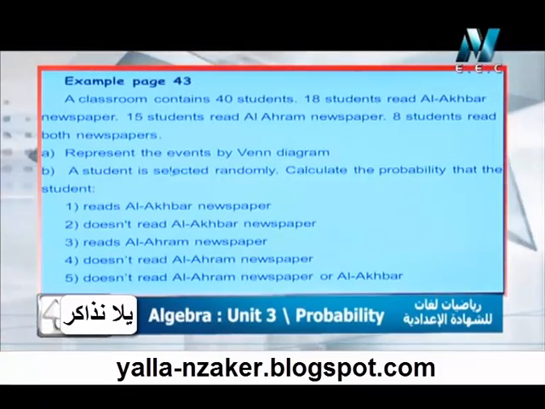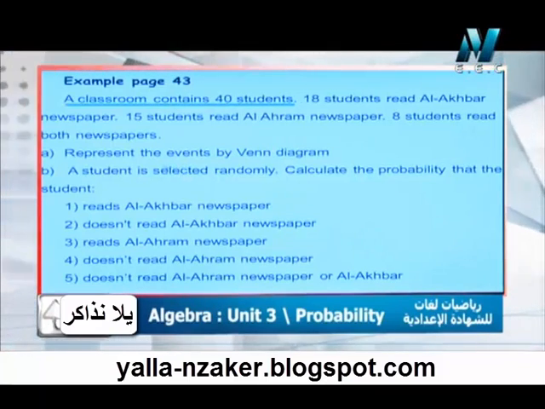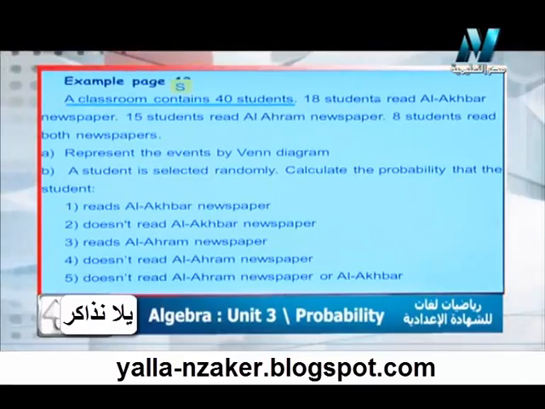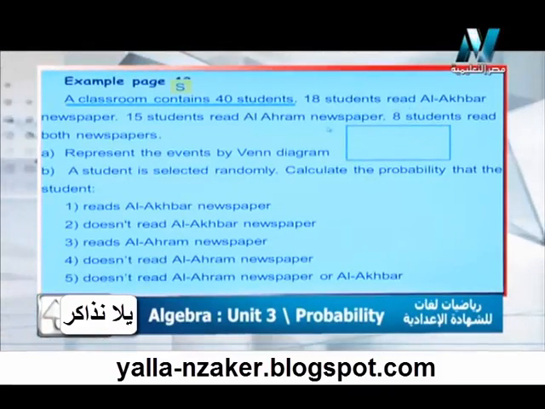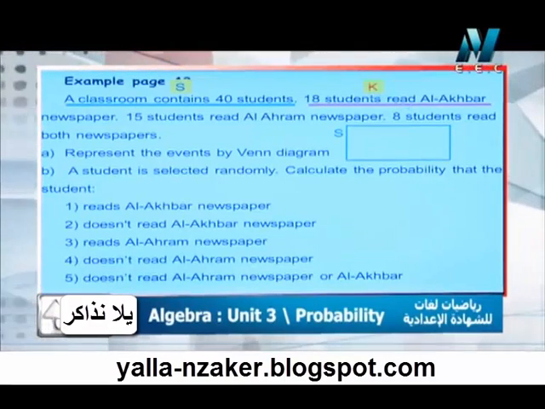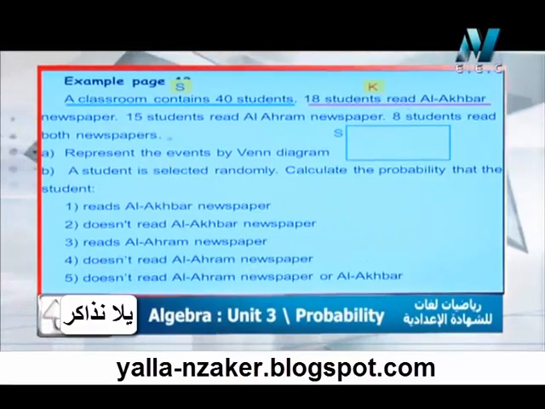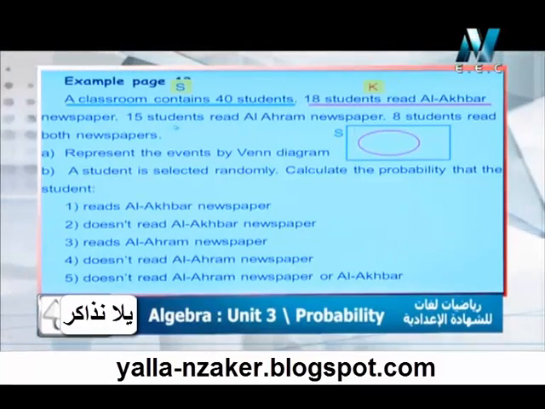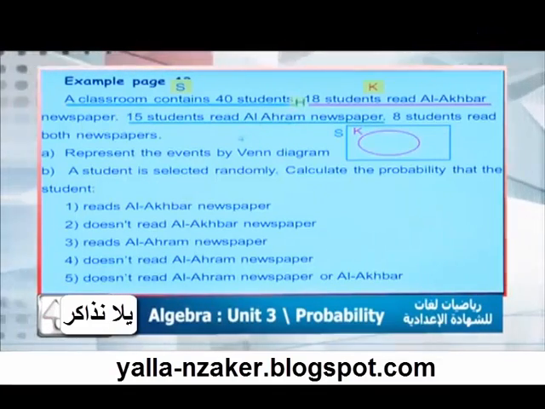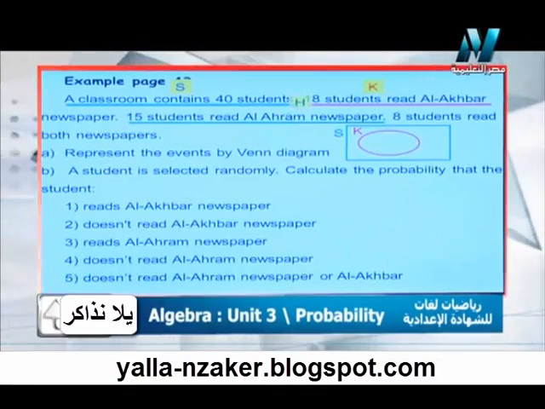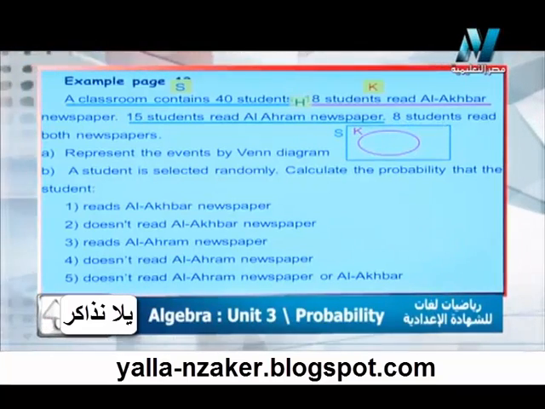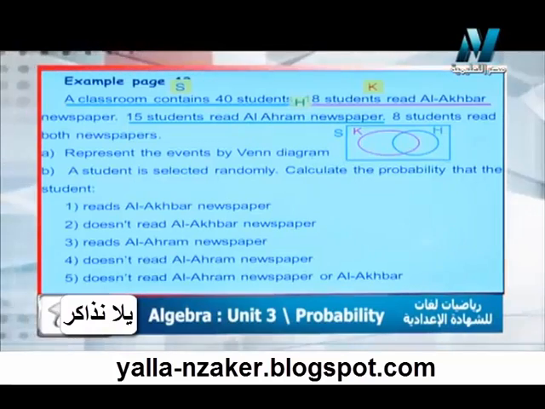Let's go slowly now. I have a classroom with 40 students. This is S. And 18 students read Al-Akhbar. I have now placed S here. 18 students read Al-Akhbar. I'm going to name this event K. And 15 students read Al-Ahram newspapers. I'll name this event H. Actually H and K are intersecting because there are 8 students who read both newspapers. So I'll draw H like this.